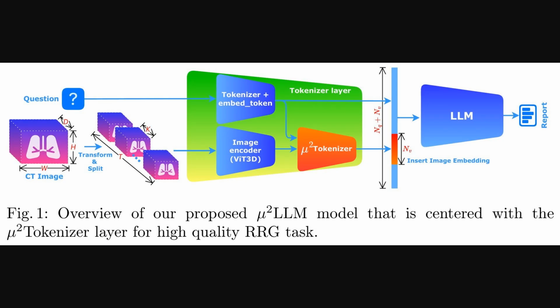Alright, so let's look at the overall architecture. This first figure gives a great overview of the proposed µ2LLM model, which is designed for the task of radiology report generation, or RRG, that's automatically creating reports from scans. On the left, it takes a 3D CT image and a text question as input. The image is split and processed by an image encoder, a ViT 3D model, while the question is turned into embeddings, which are basically numerical representations. The key innovation is the central µ2 Tokenizer, which cleverly fuses these two streams before feeding everything to an LLM to generate the final report.